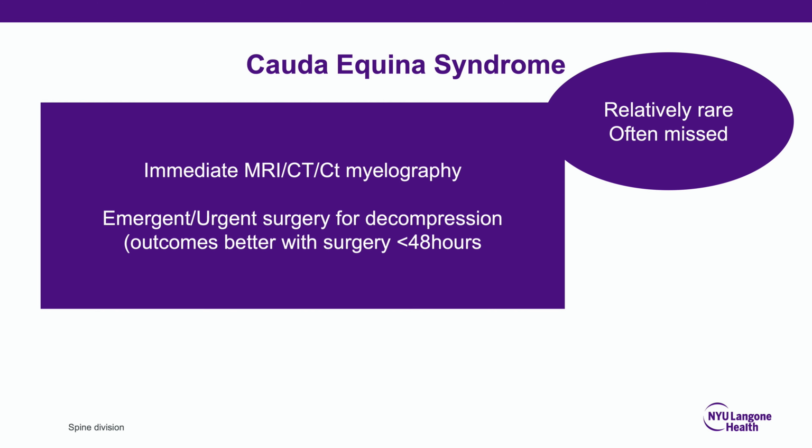Although Cauda Equina syndrome is a relatively rare diagnosis, it is often missed. When we have suspicion of Cauda Equina syndrome, the gold standard route is to do an immediate MRI or CT and to have emergent or urgent surgery. Most studies show better outcomes when surgery is done within 48 hours.